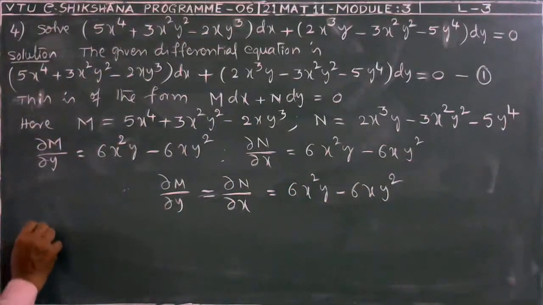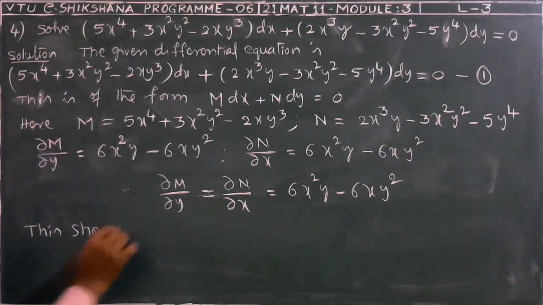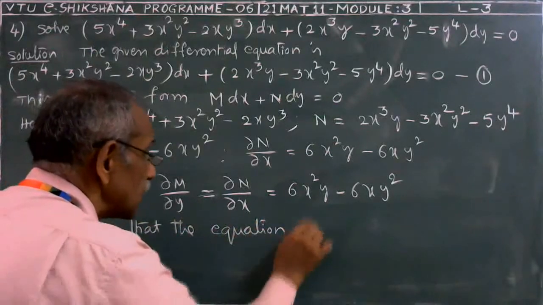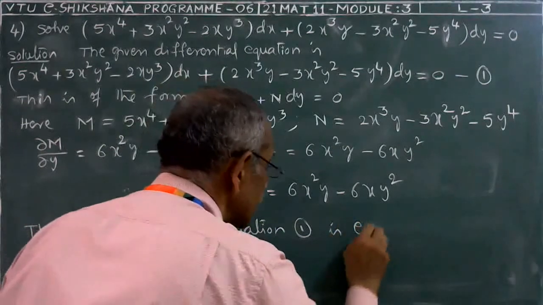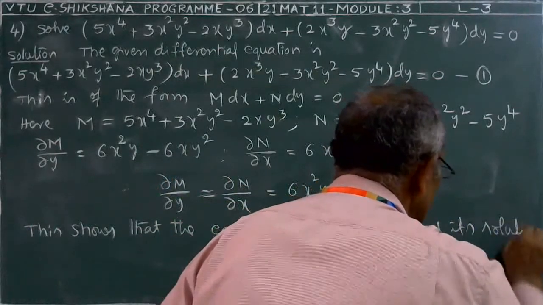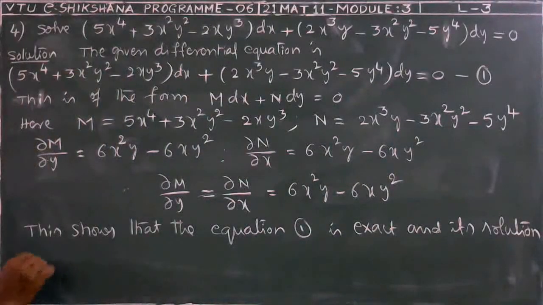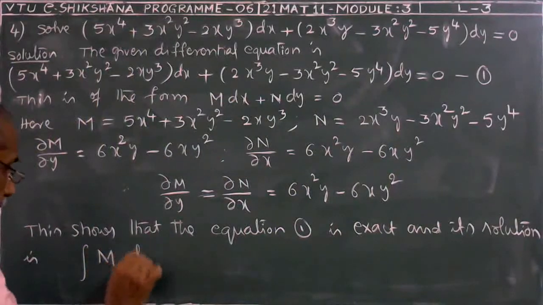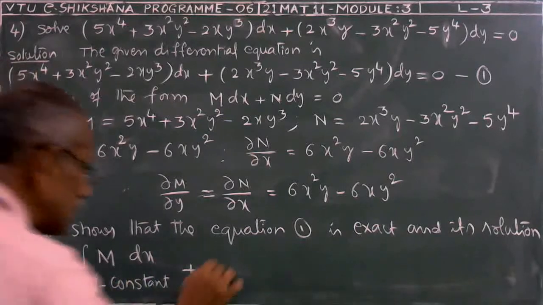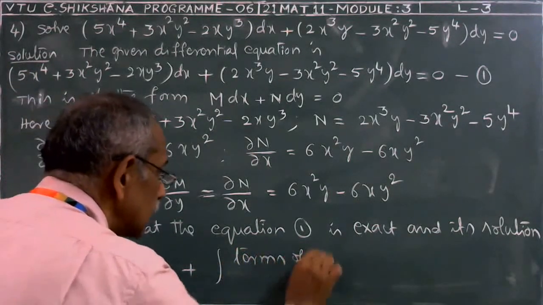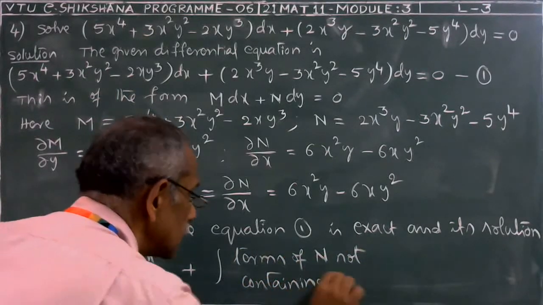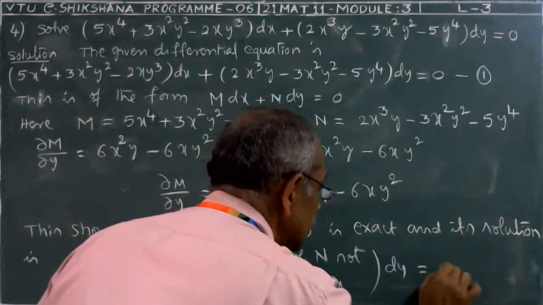Now this shows that the given differential equation 1 is exact, and its solution is the integral of M dx, keeping y constant, plus terms of N not containing x with respect to y is equal to c.